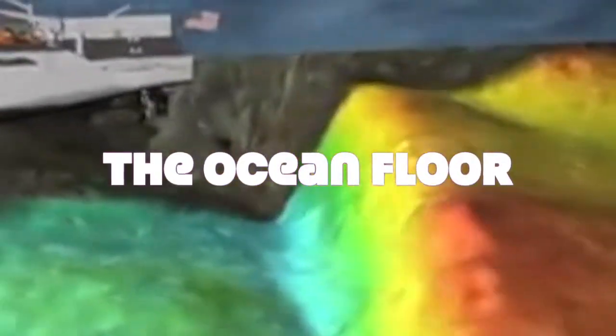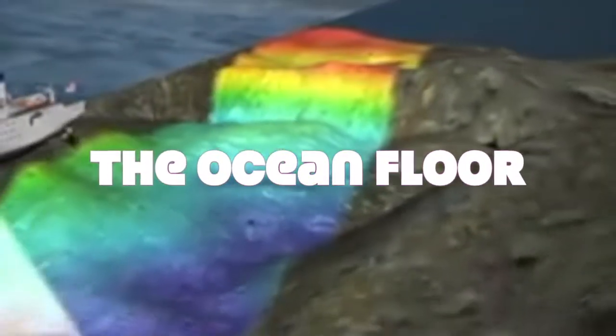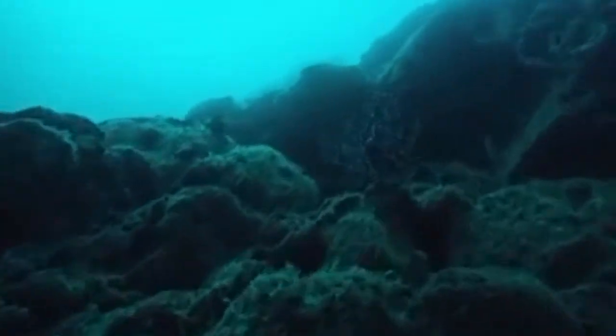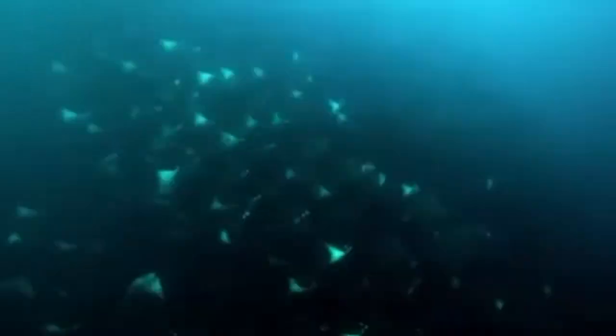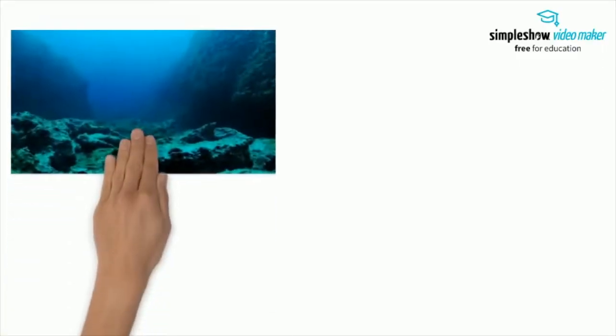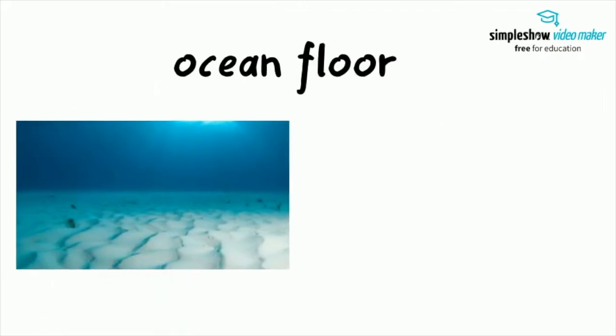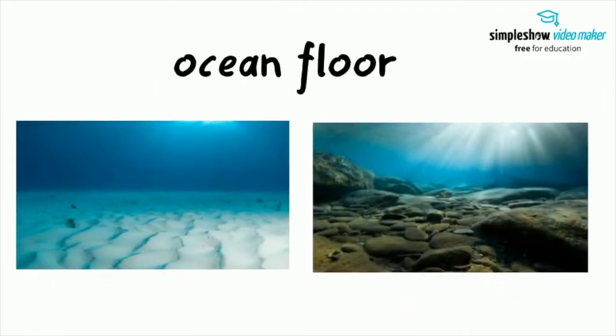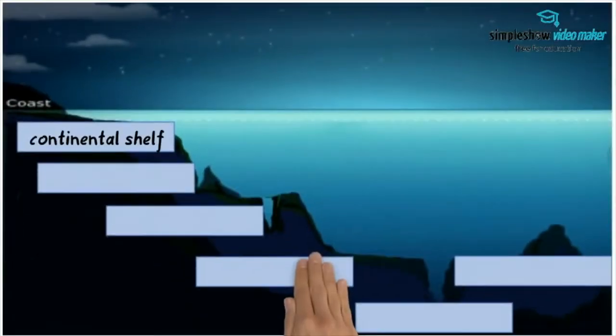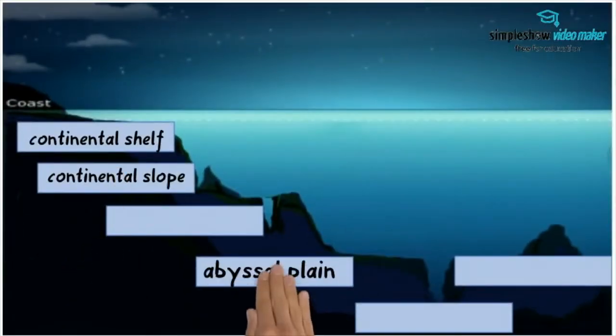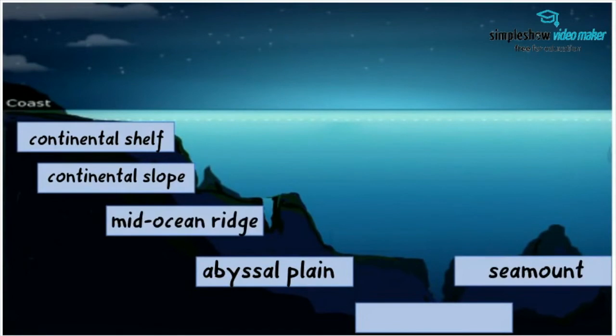The ocean floor has dramatic physical features, including huge mountains, deep canyons, steep cliffs, and wide plains. The ocean's crust is a thin layer of volcanic rock called basalt. The ocean floor is divided into several different areas: the continental shelf, continental slope, abyssal plain, seamount, mid-ocean ridge and the trench.